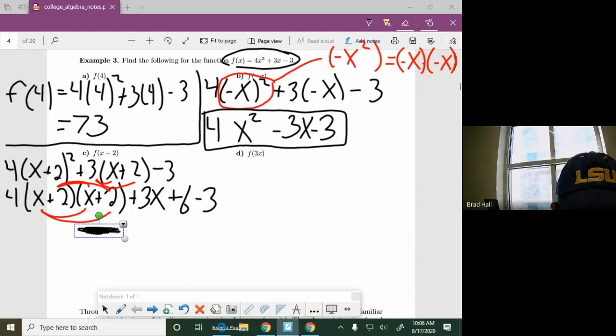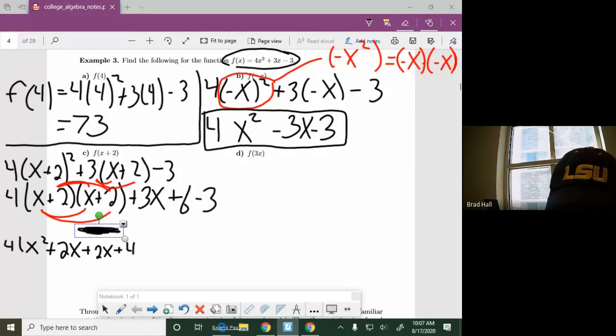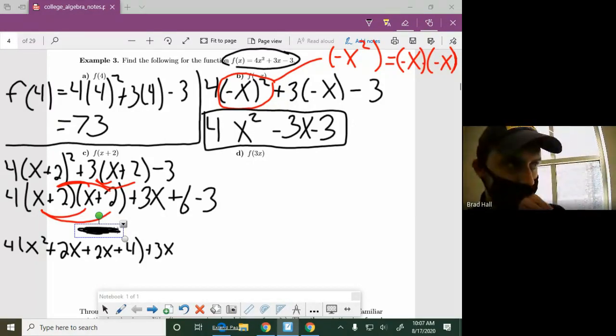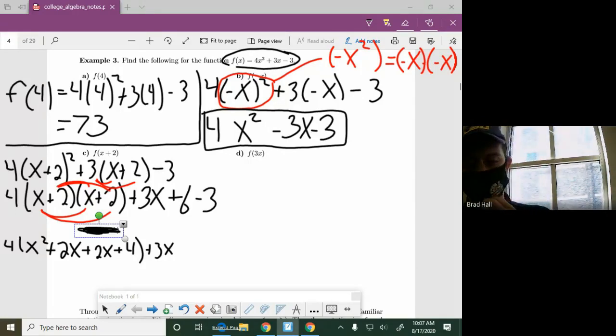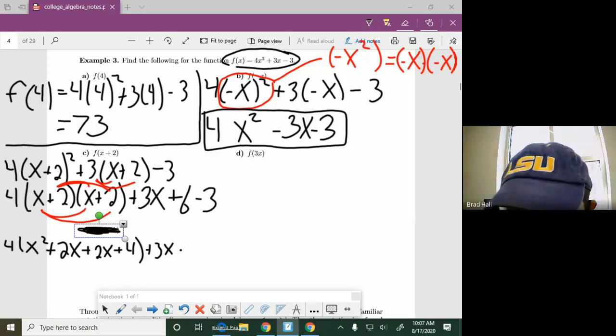So after we FOIL, first is x times x, which is x squared. x times 2 is 2x. 2 times x is 2x. 2 times 2 is 4. And then there's a 3x at the end. And we have like terms at the end, 6 minus 3, which is positive 3.